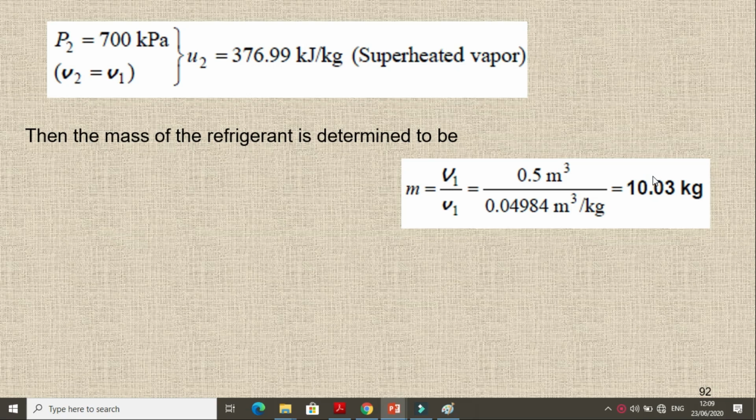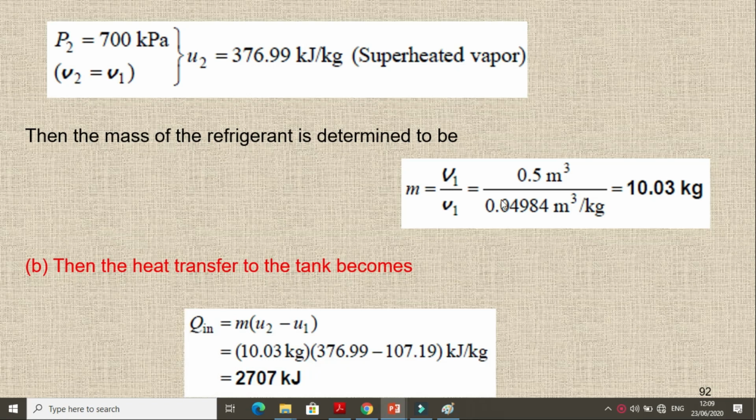Mass will remain constant because we have a closed system, so M1 will be equal to M2. And with the help of the energy balance that we did in the last slide, we can easily check the amount of heat transfer. It will be simply m(U2 minus U1). We know what is the m, so the m value is this one. So U2 minus U1, and then you will get around 2707 kilojoule of heat transferred to the system. So this is the amount of heat transferred, which you can find out with the help of the energy balance. In this way you can solve the question.